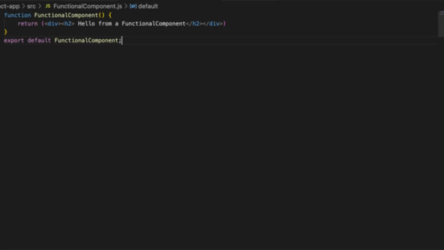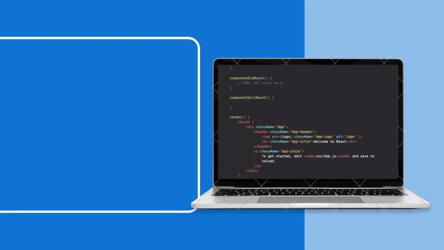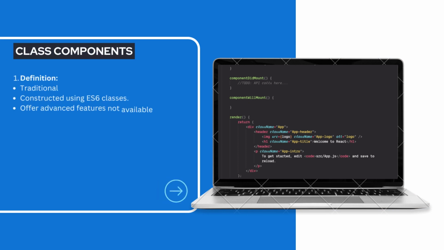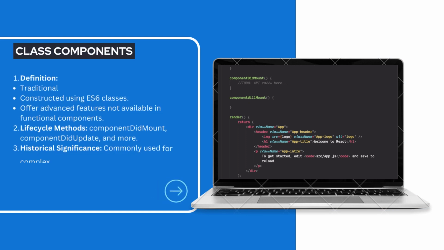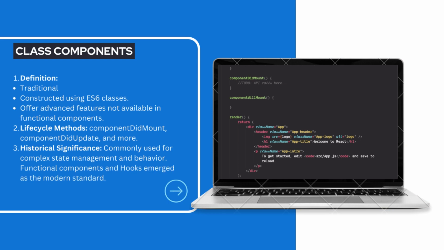From the elegance of this code, you can begin to grasp the power of functional components. So without delay, let's venture further into unraveling their significance and their role in the larger canvas of React development. Now let's explore what class components are. Class components are the traditional workhorses of React development, constructed using ES6 classes. They offer advanced features and direct access to lifecycle methods for fine-tuned control.